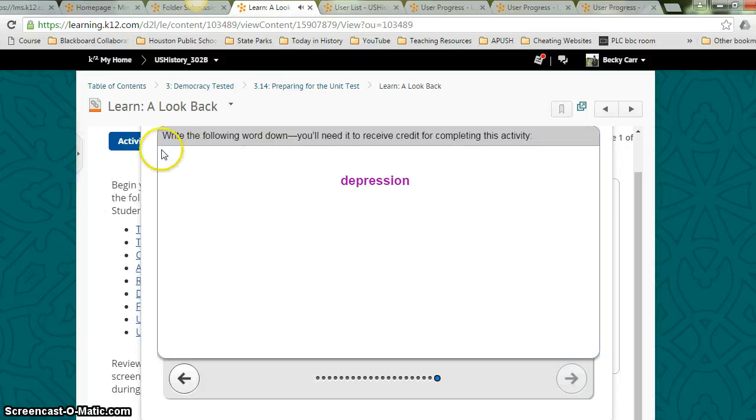Okay, and then at the end, write the following word down. You'll need it to receive credit for completing this activity, and it's depression. So then when you go to the 3.14 checkpoint, this is the word you use. So for any of these checkpoints where they're asking for a keyword, you have to go through those online activities to get the keyword at the end. So make sure you go through the whole thing to find the keyword. Let me know if you have any other questions.